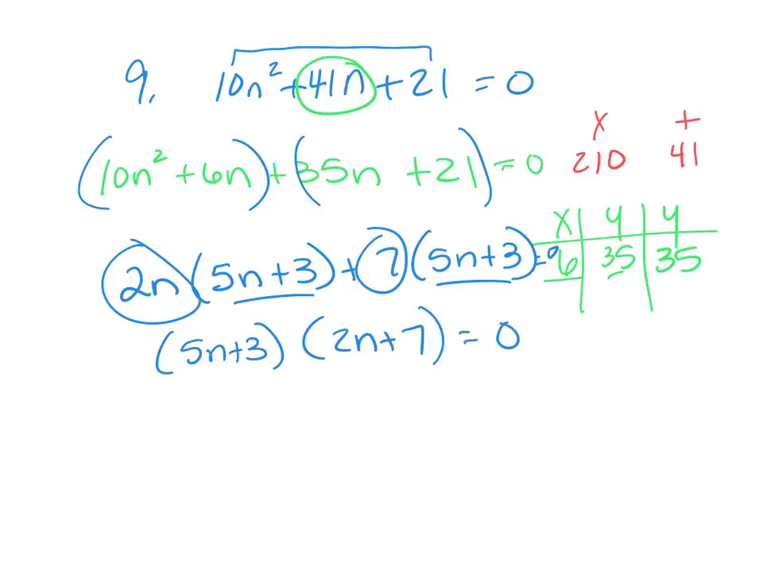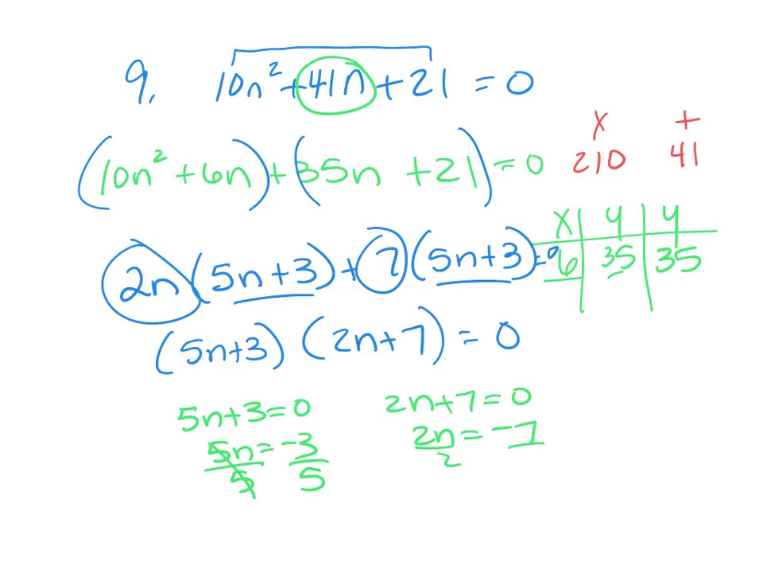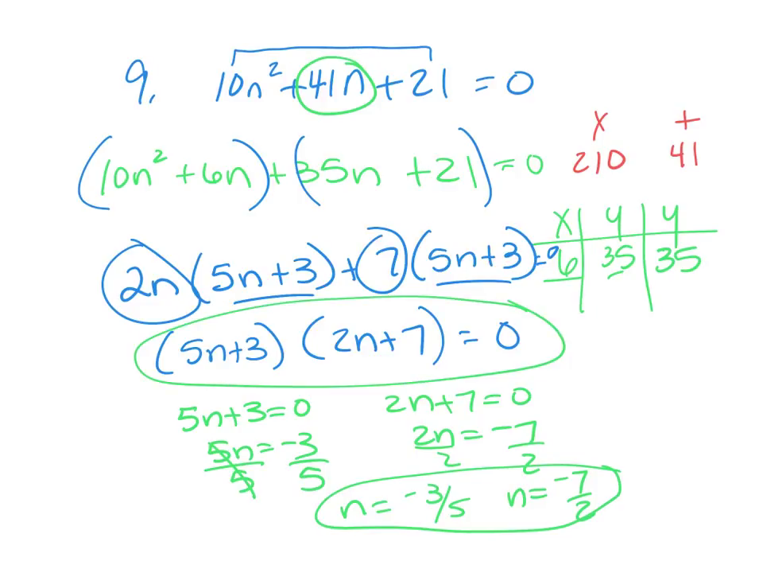And now you make each one of those equal to 0. So 5n plus 3 equals 0. 5n equals negative 3. Divide by 5. And there's your first answer. And then 2n plus 7 equals 0. 2n equals negative 7. Divide by 2. And there's your second answer. So n equals negative 3/5 and n equals negative 7/2. And those are your answers. So that goes on your paper, and that goes on your paper. Go ahead and put that on number 9. And then start the work. You have 10 more to do together. Work together.